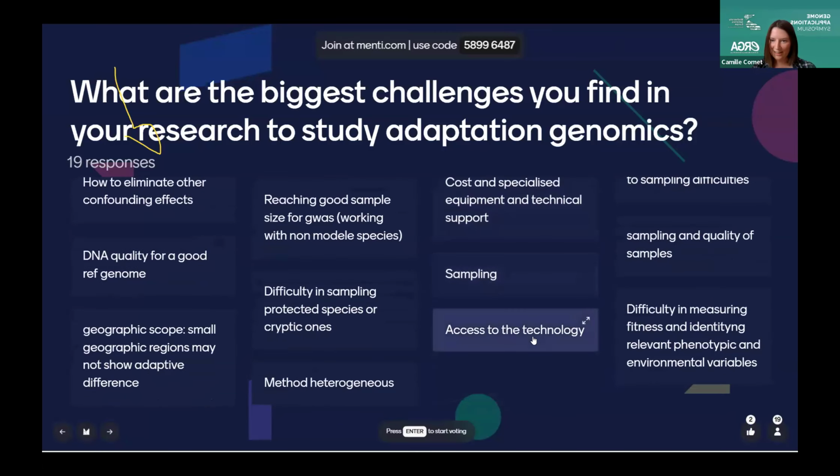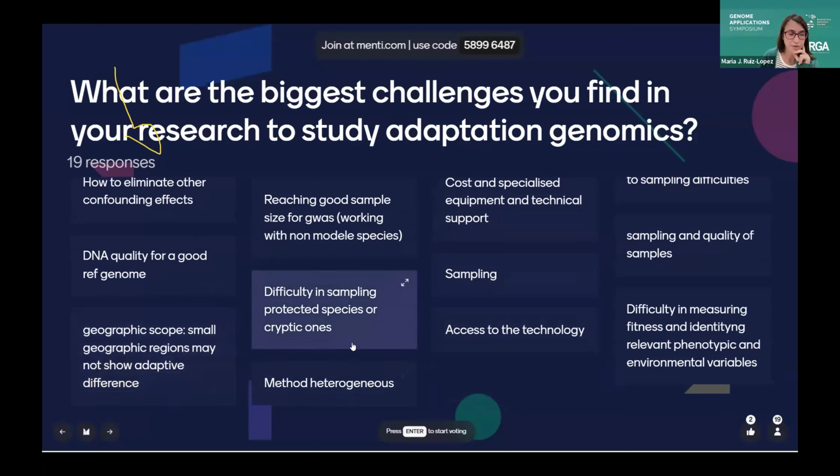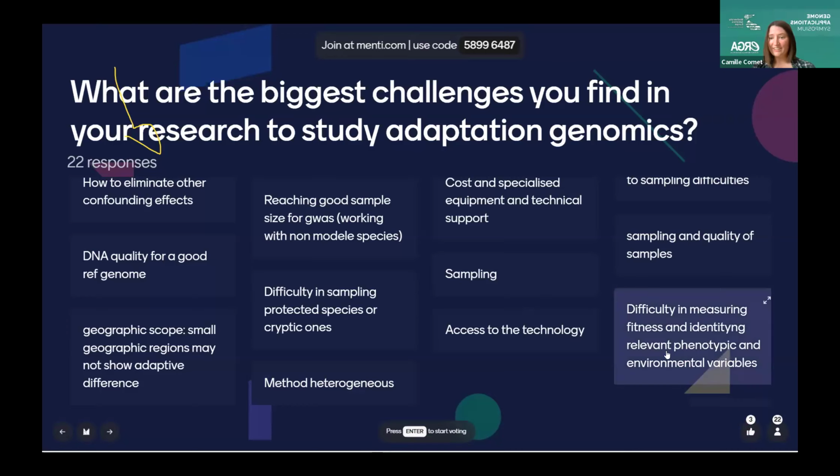Oh, I didn't realize I could scroll down. Geographic scope. Yeah. Small geographic regions with not so much adaptive difference. Methods are heterogeneous. Difficulty in measuring fitness and identifying relevant phenotypic and environmental variables. Yeah, I very much agree with that. This is still the area of the roadmap that I find super blurry. How can you actually do that? Yeah.